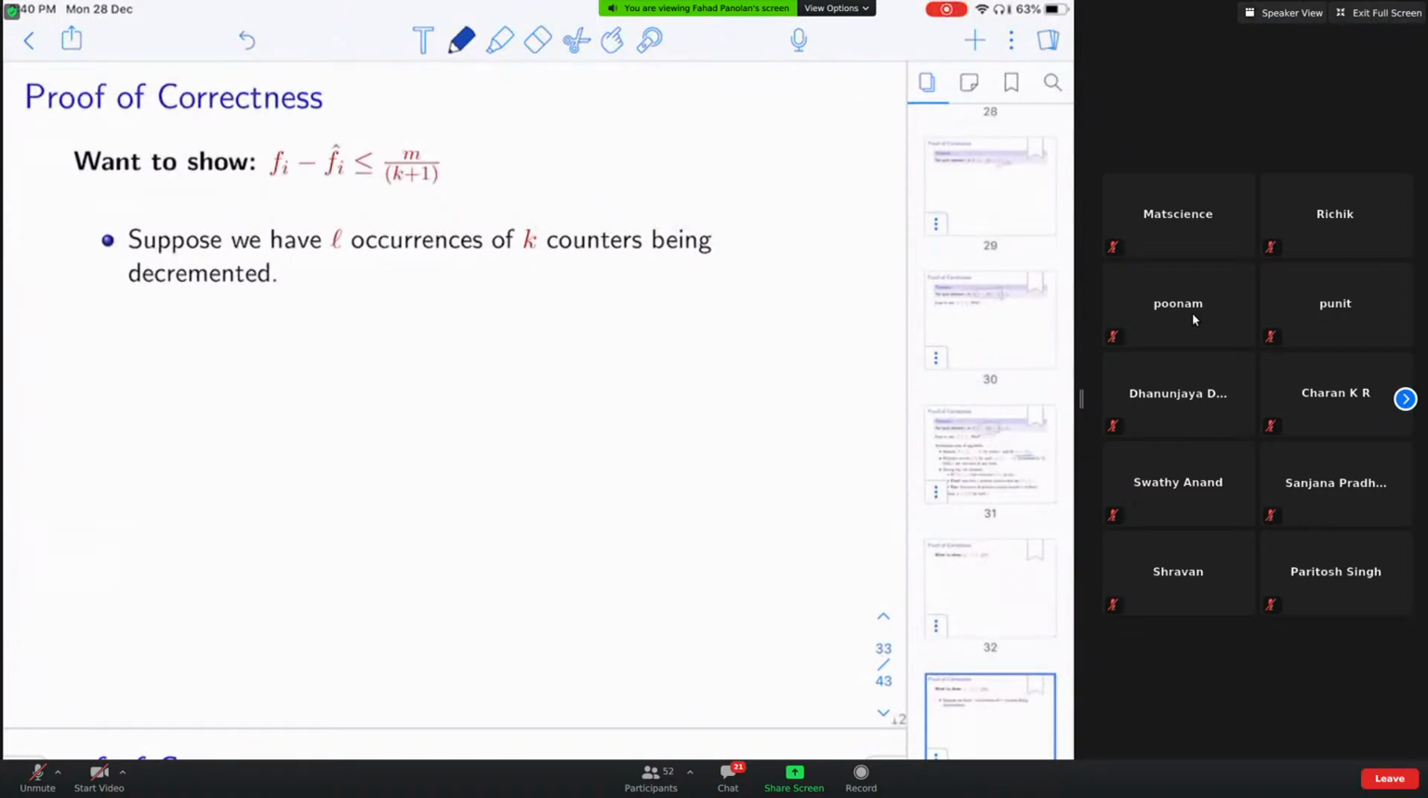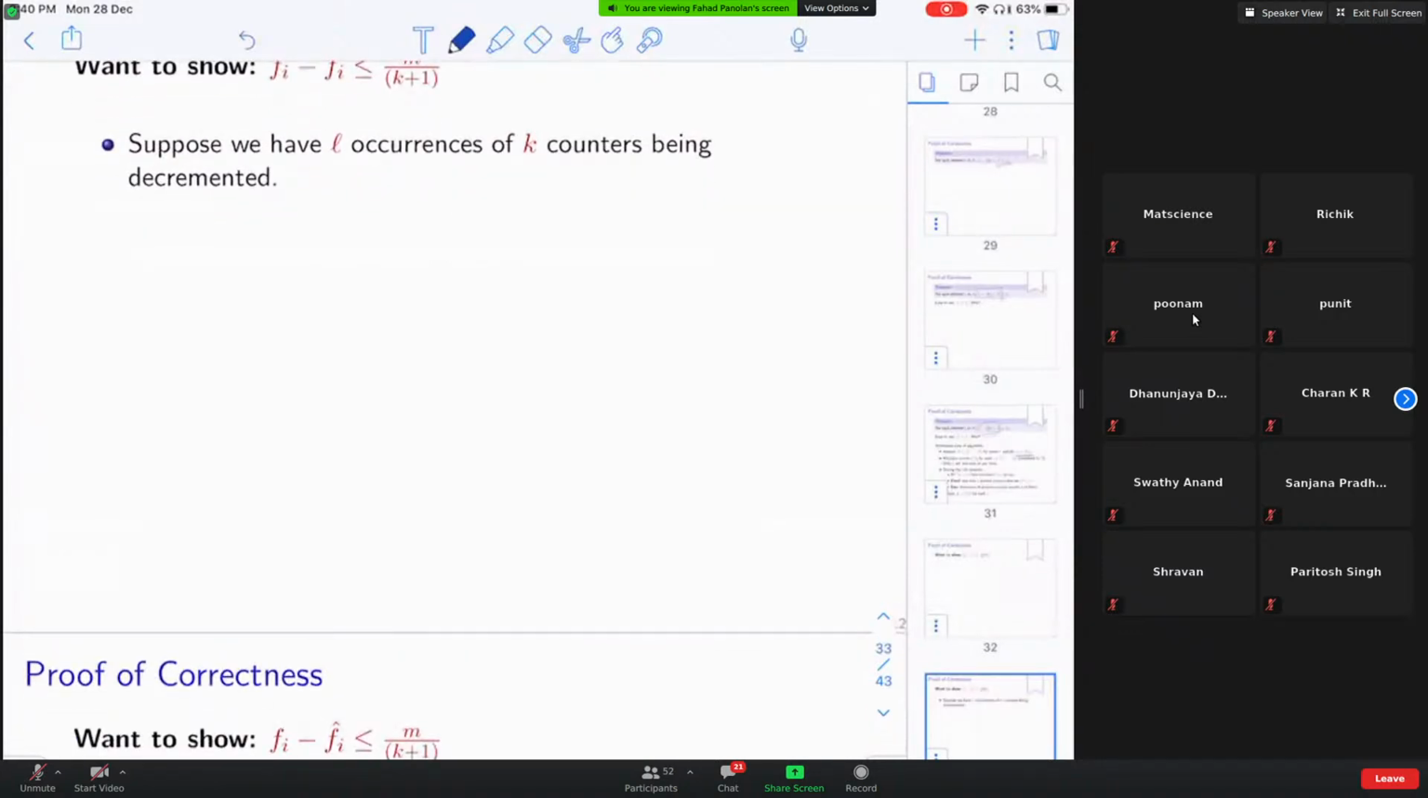Now, suppose we categorize the iterations. Some iteration is an increment iteration, some iteration is a decrement iteration. Suppose there are L iterations which are decrement iterations. So how many total decrements are happening? K counters you will be decrementing one each, right? And these K counters which you are going to decrement correspond to K iterations which you incremented before.